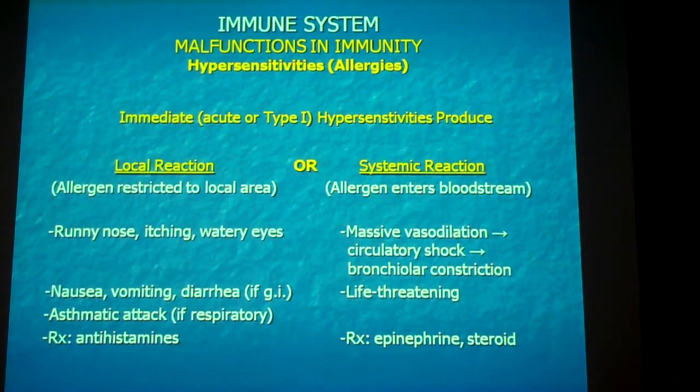So, for example, people who are allergic to bee stings sometimes carry a syringe of epinephrine with them. What is epinephrine? It's an adrenergic drug, isn't it? It causes peripheral vasoconstriction, stimulates the heart, and it dilates bronchioles.